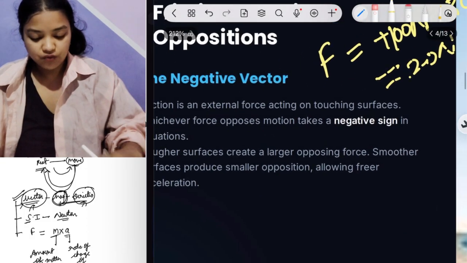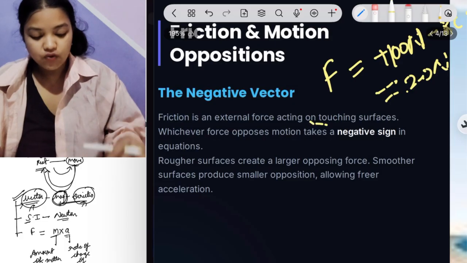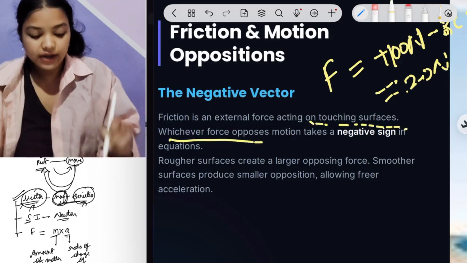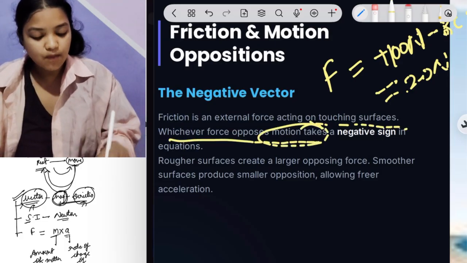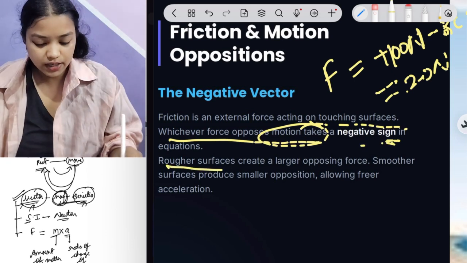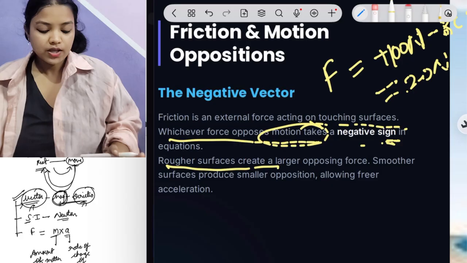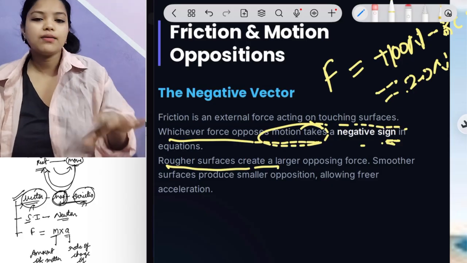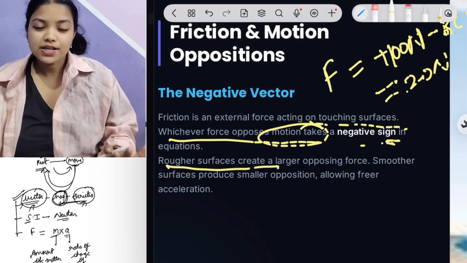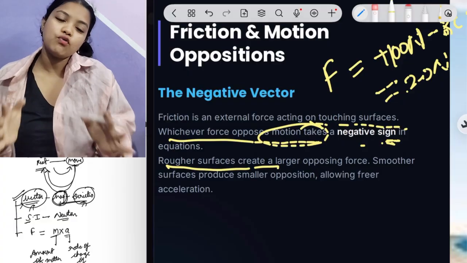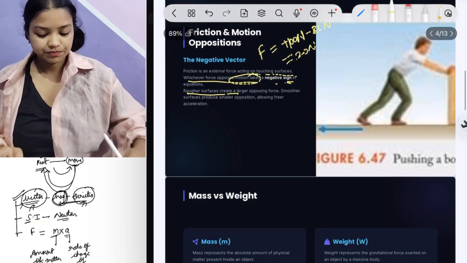This is friction force. Friction force is external force acting on touching surfaces. Act किस पे करेगा? Touching. Whichever force opposes the motion takes the negative sign. ठीक है? Rough surface creates larger opposing force. अगर आप rough surface में जा रहे हैं, then larger opposition होगा. Is it clear? That you would move with a slower pace.